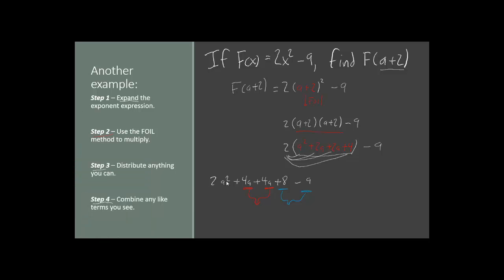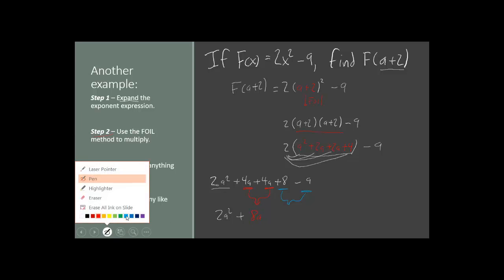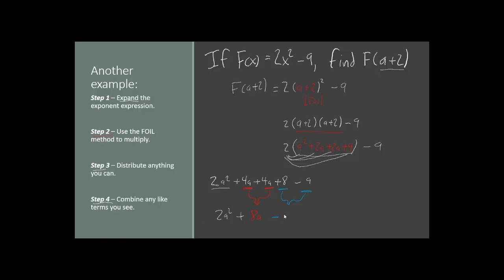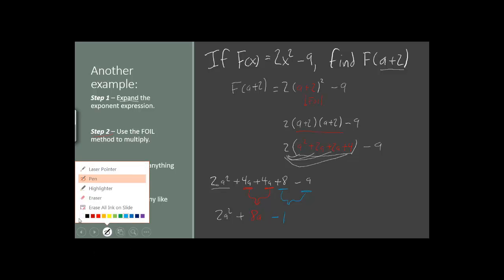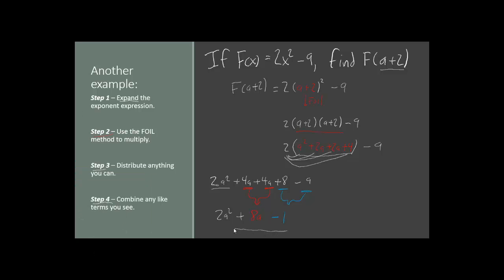So let's do our last bit of arithmetic. Our 2a squared can't be combined with anything, so it is still 2a squared, plus 4a plus 4a gives us 8a. And then positive 8 minus 9 gives us minus 1. And this is our final answer.